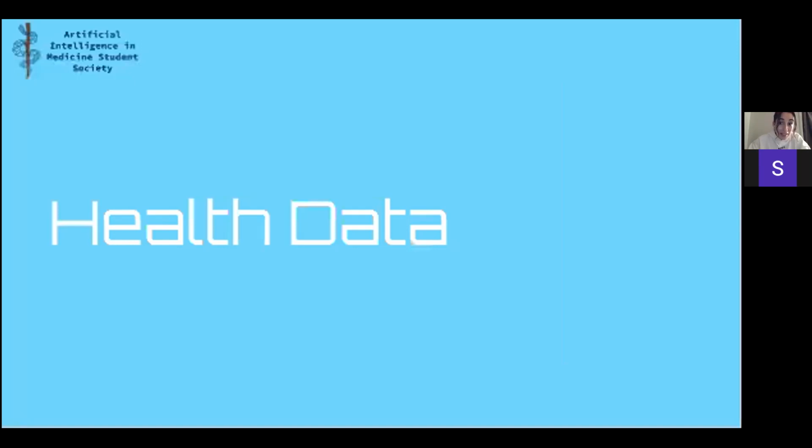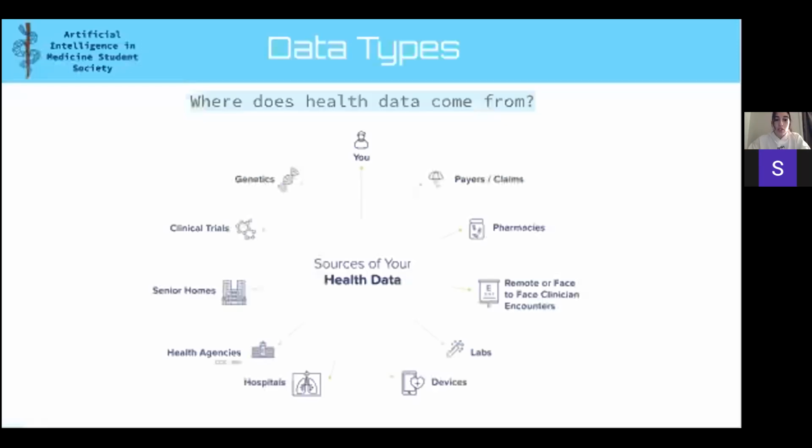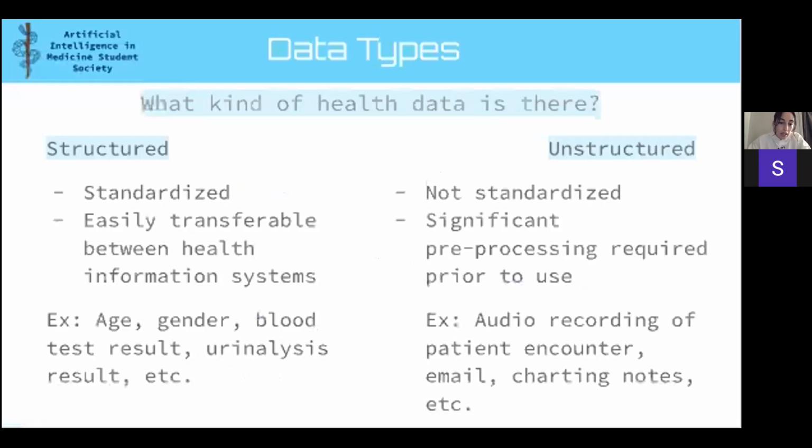So I'll just get the health data stuff out of the way. This is mostly just a terminology thing. So this is a nice diagram of where health data can come from. But then in terms of data types, sometimes you might see people using different terminology to describe different types of data. So I just wanted to present these to get them out of the way.